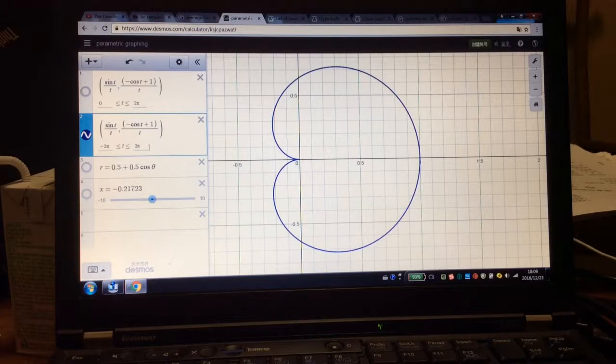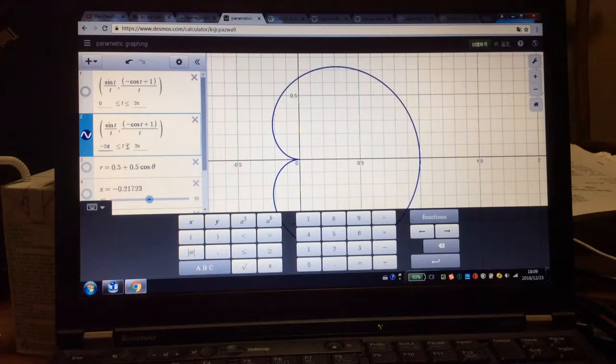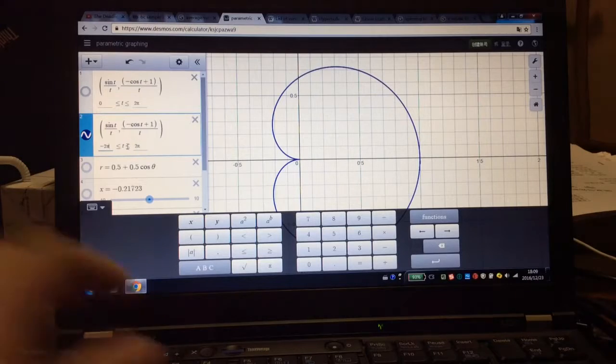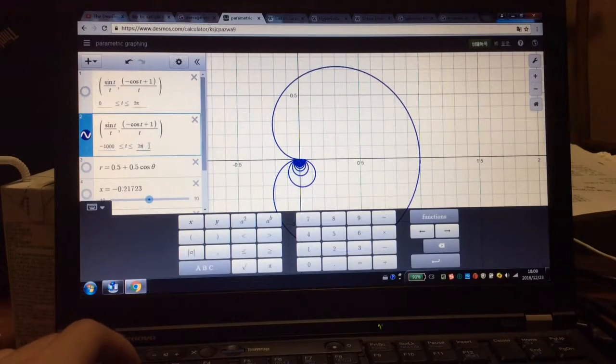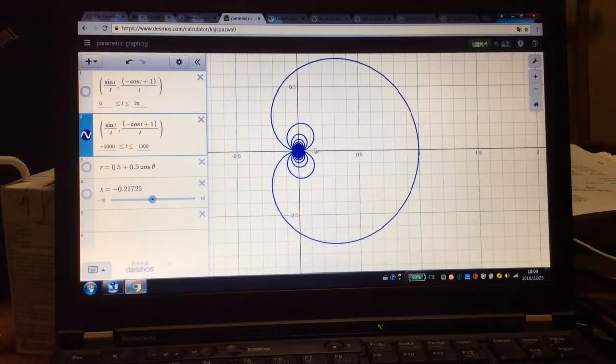Okay, now let's try the range of t. Let's extend the range of t. Let's say from negative 1000 to 1000. Well, that's a lot of revolutions.